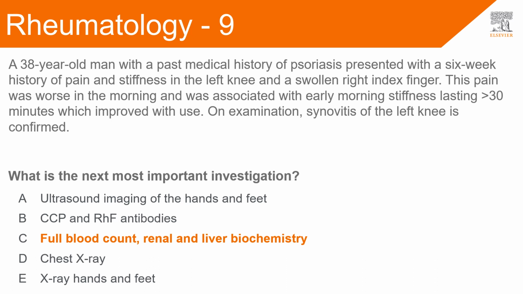What about C? FBC, renal and liver biochemistry. That is correct. Okay, it's very essential because we're going to need to treat psoriatic arthritis. We're going to treat it aggressively with DMARDs, methotrexate, leflunomide.